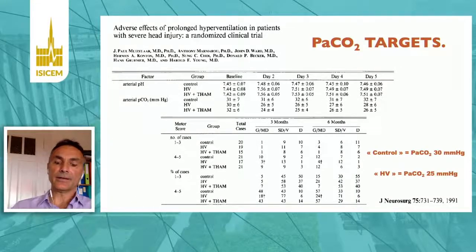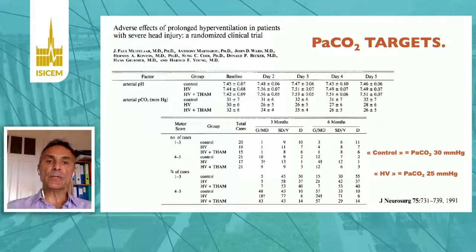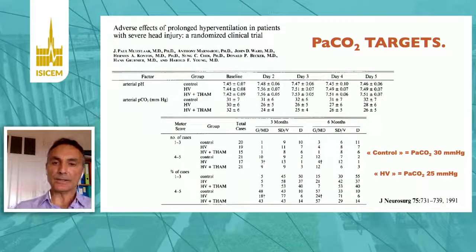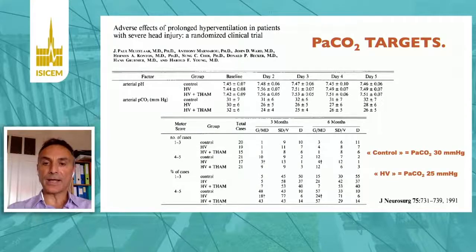And just one minute to say that the famous Mosela study, which is the only randomized intervention, found that there was actually a better outcome with the control group versus aggressive hyperventilation. Remember that the control group was a PCO2 of 30 and the aggressive hyperventilation was 25.